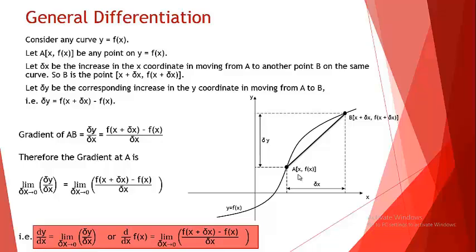Therefore the gradient at A is the limit of delta y over delta x where delta x goes to 0, which equals the limit of f of x plus delta x take away f of x over delta x where delta x goes to 0. So we know that the gradient of any curve is given by dy by dx, that is, the limit of delta y over delta x where delta x goes to 0. Or we can say the differentiation of f of x with respect to x equals the limit of f of x plus delta x take away f of x over delta x.